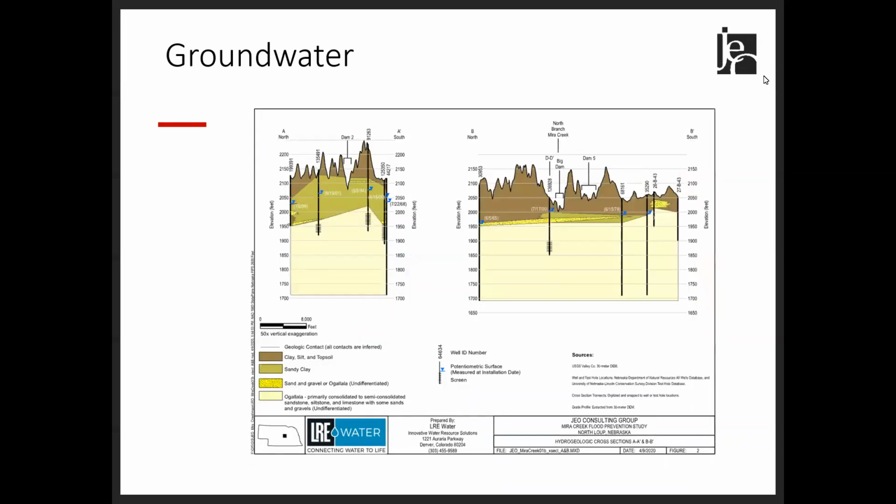Shown here are the cross sections developed from the previous overall site map. The most important thing to point out on this figure is the darker brown color, which is the clay material. So the amount of clay beneath the structure, for instance, dam 5, shown on the right side of the graphic, has an impact on the structure's ability to recharge.